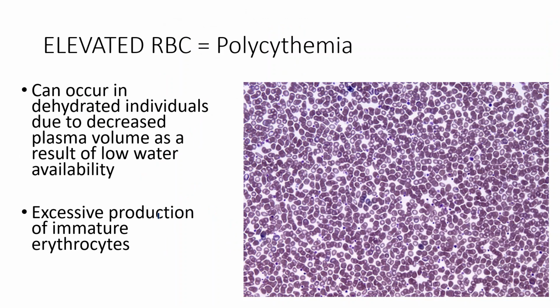Wow, that's a lot of red blood cells. So this is polycythemia. We saw what that looked like on a hematocrit and saw that there's a lot more red blood cells than there was plasma. You can see under a microscope slide, there's a lot of red blood cells here. So this is polycythemia. Can occur in dehydrated individuals due to decreased plasma volume, not enough water, for example, or it could be due to an excessive production of immature erythrocytes, red blood cells.